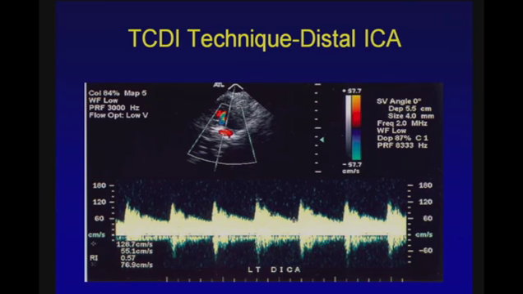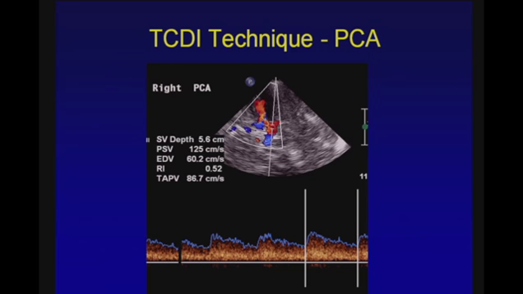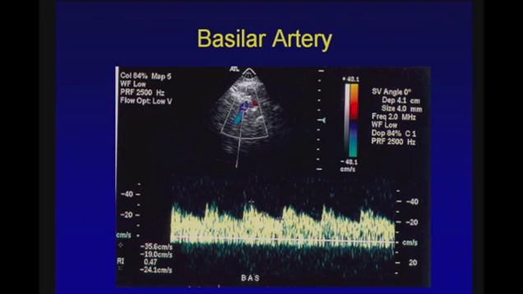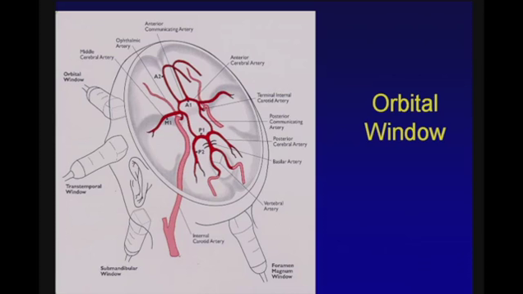If you angle the transducer inferiorly slightly, one can get portions of the distal internal cerebral artery, which has a slightly harsher pattern and sound. And when you angle posteriorly, one can get portions of the posterior cerebral artery. The velocity of the posterior cerebral artery tends to be somewhat lower than the middle cerebral artery. Going from the posterior approach, one can identify the basilar artery and the vertebral arteries.